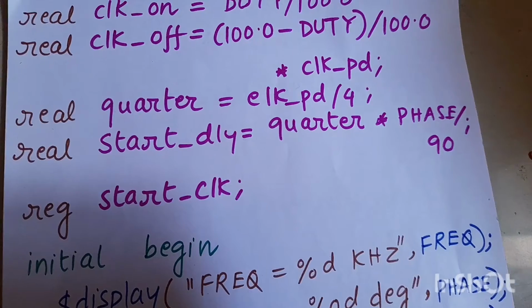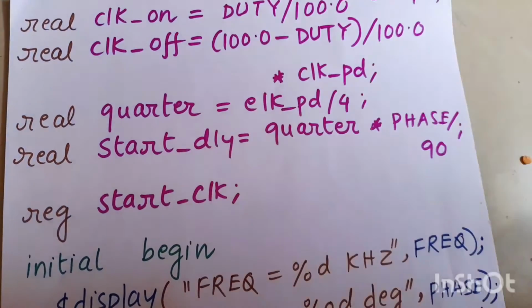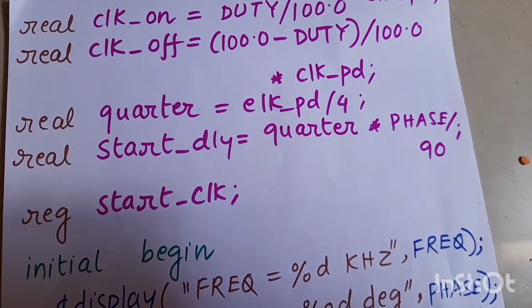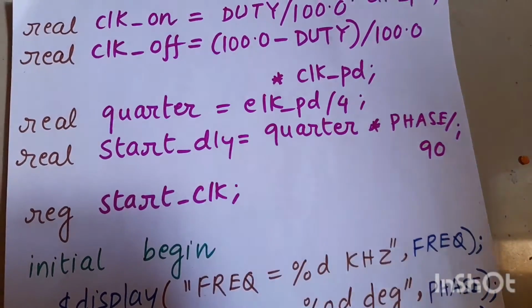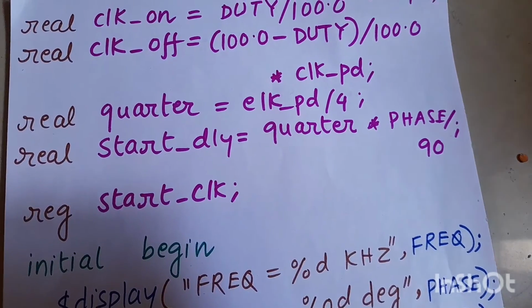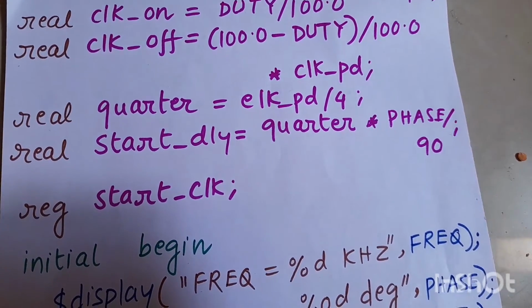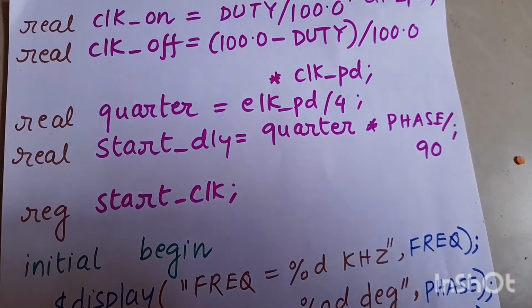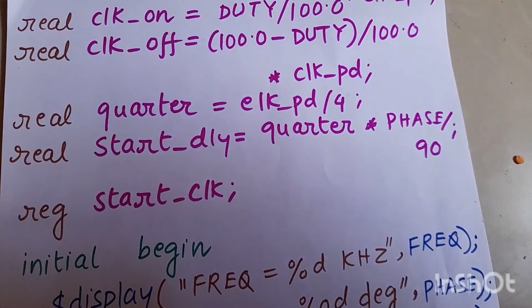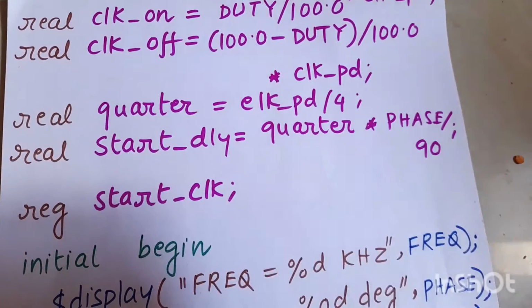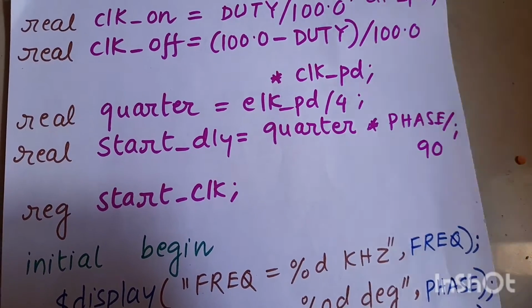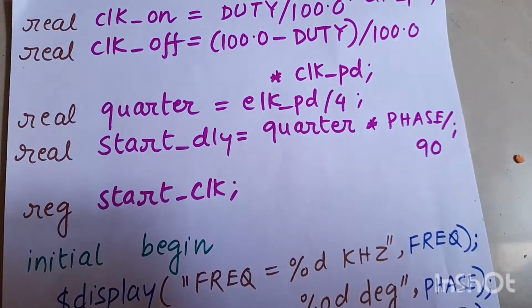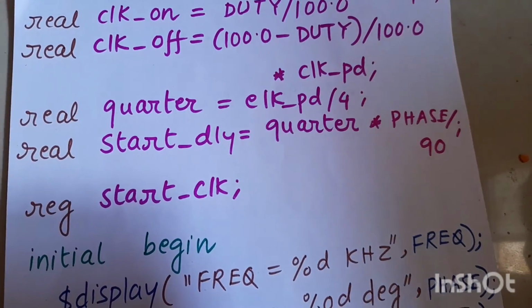Now, suppose I am generating multiple clocks. If I need to generate the starting delay for a 90 degree shifted clock with respect to the first clock, how will I determine the start delay? It will be quarter multiplied by 90 divided by 90, here it will be for 90 degree phase shift. If it is 180 degree, phase will be put as 180 divided by 90 into quarter, 2 times the quarter value will come as the start delay.